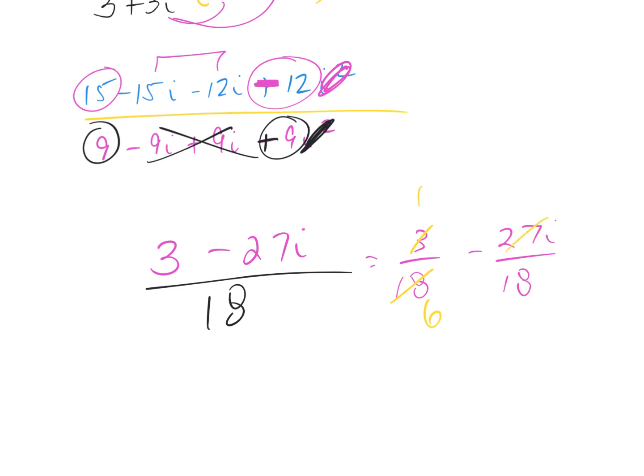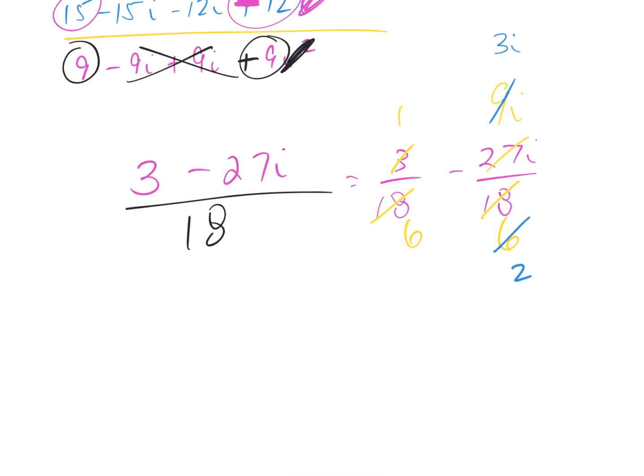3 goes into 27 9, and 3 goes into 18 6 times. Do they both have the same denominator? Yes, but can you simplify the one on the right a little more? Yeah, I can say 3 goes into 6 2 times, and 3 goes into 9 3 times, right? So this would be 1 over 6 minus 3i over 2.